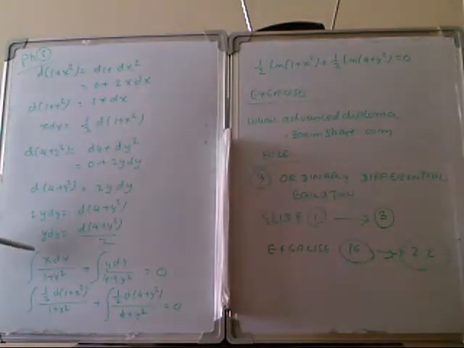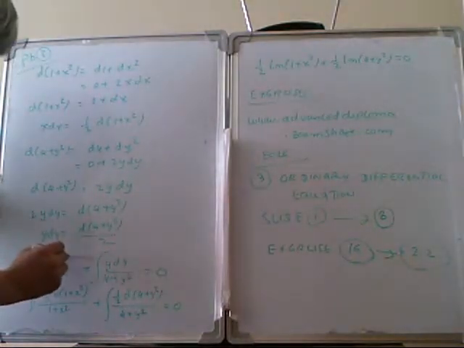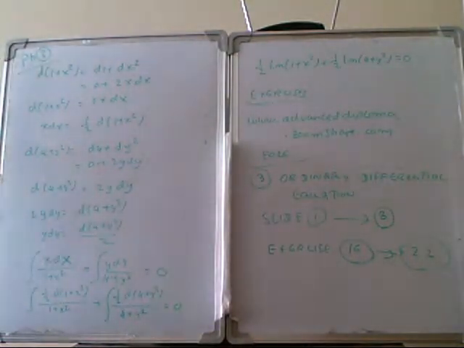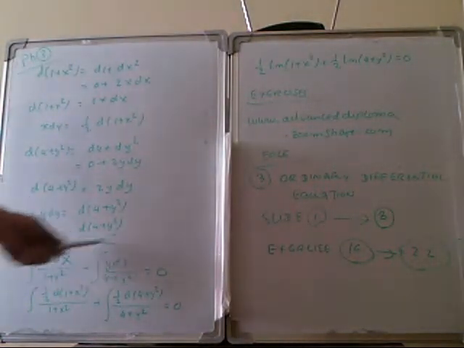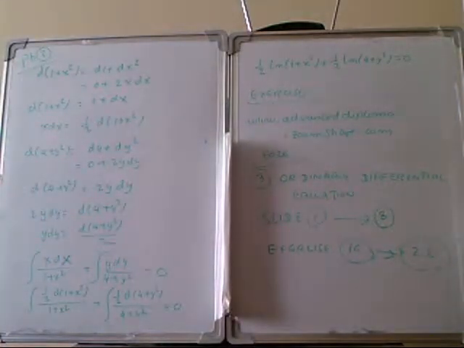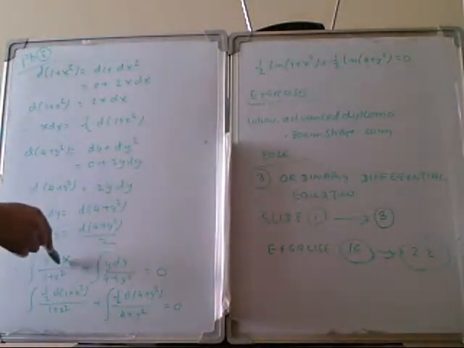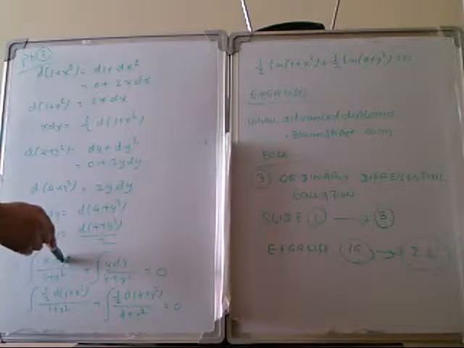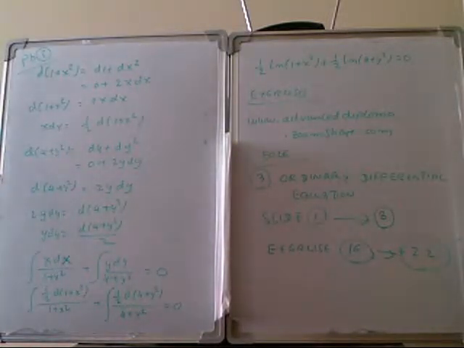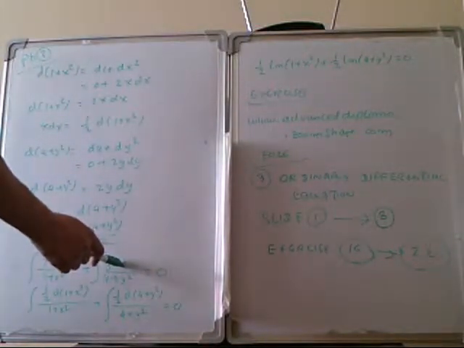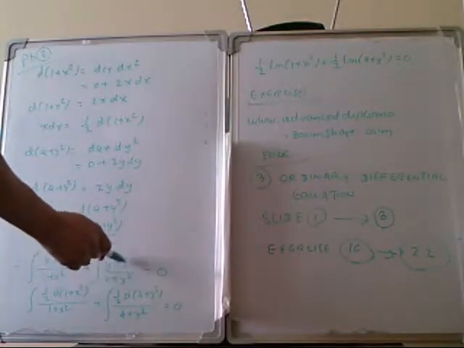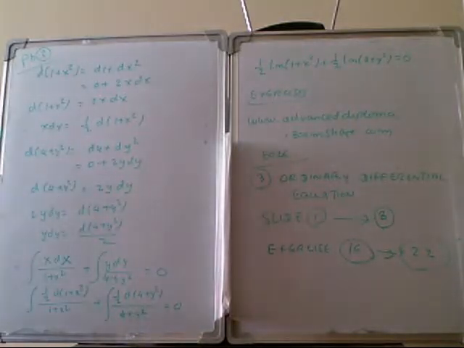Okay, we want to integrate ∫ x dx/(1 + x²) + ∫ y dy/(4 + y²) = 0. So we want to integrate. After the d, there must be 1 + x², so that we can integrate. And similarly for dy, after the d, there must be 4 + y², so that we can integrate.